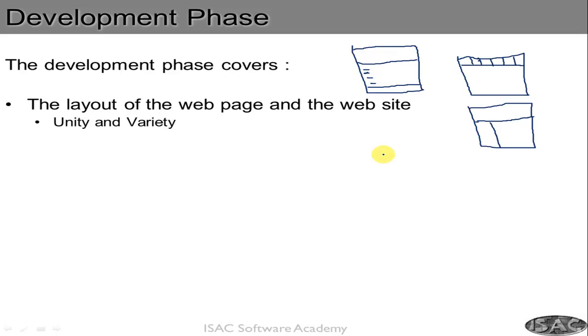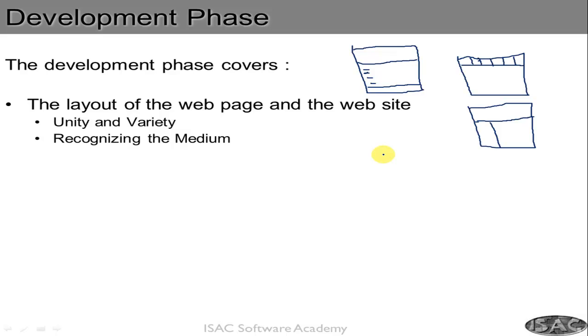What is variety? Variety means don't repeat the same content or data or information on multiple pages. Structure them in such a way that when the user goes from one page to another page, he gets a different set of information which is very interesting to him.